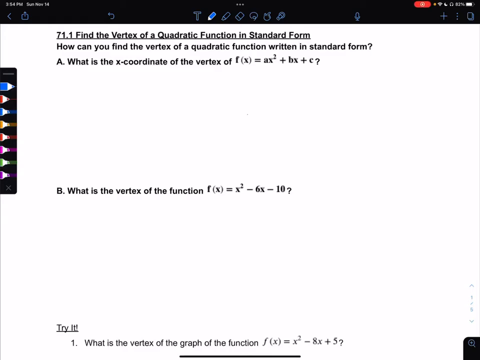Here in this video, we're going to look at topic 71, example 1, find the vertex of a quadratic function in standard form. We're asked the question, how can you find the vertex of a quadratic function written in standard form? And in part A, what is the x-coordinate of the vertex of f of x equals ax squared plus bx plus c? Part A is a lot of the theory behind standard form and how we can go from standard form and find the vertex.